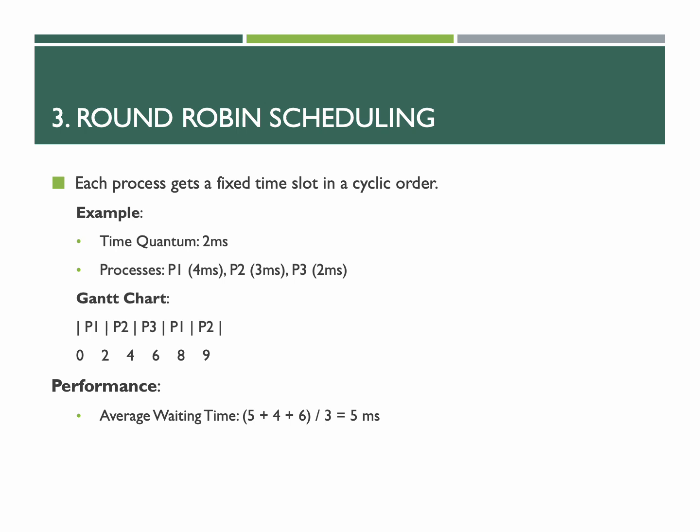If you look at this Gantt chart, we start from 0, then 2, 4, 6, then 8, then 9. Finally, let's calculate the average waiting time. The waiting time is 5 milliseconds, because P1 and P2 have to wait again to finish their processes.